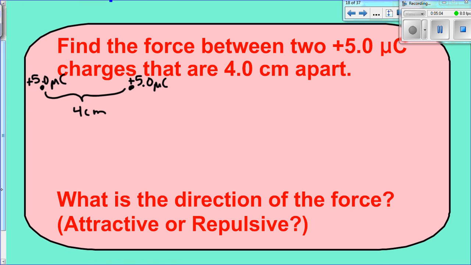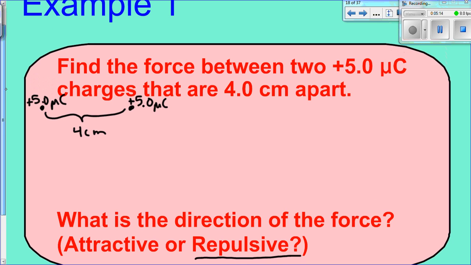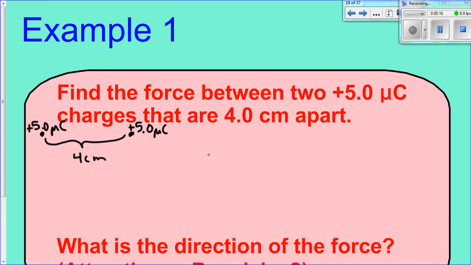Now, actually, right now, I can already answer that question. I know the direction is going to be repulsive. They're going to repel each other. And I know that because they're both positive. And positive charges, if they're both positive, are going to repel each other. So I've already answered that part.